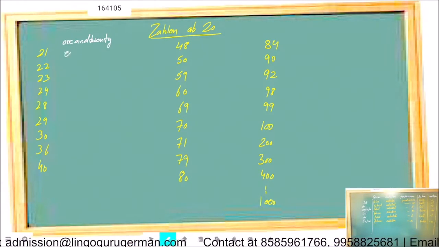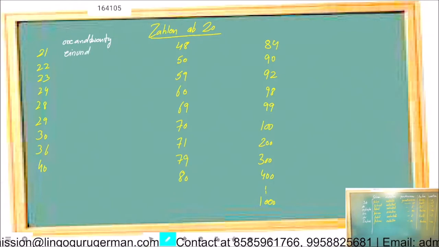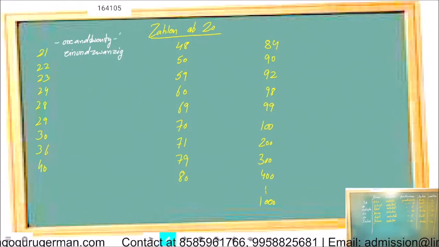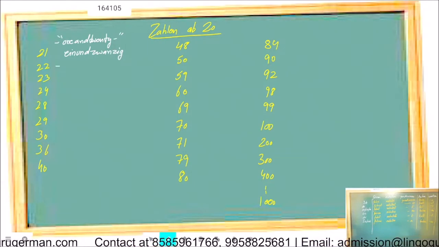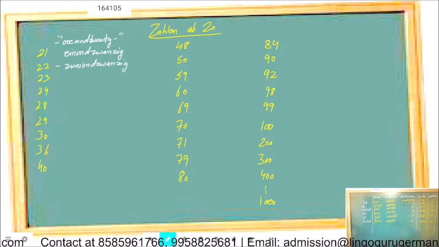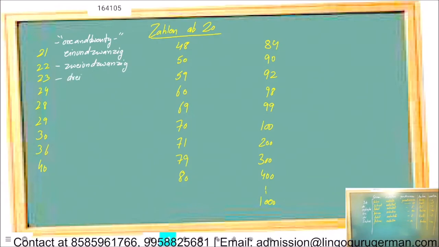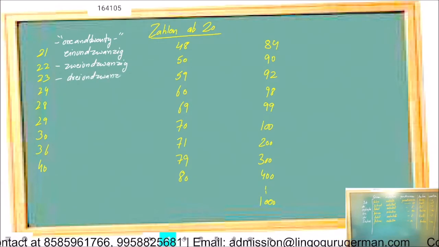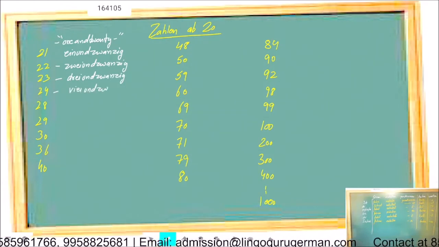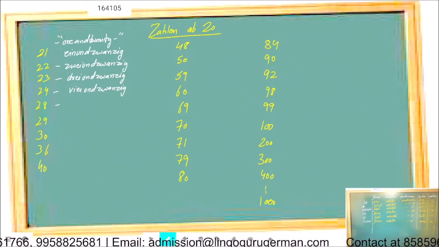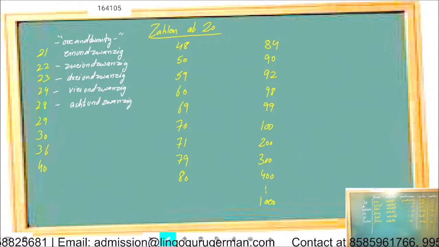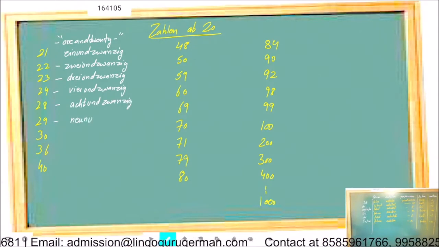So one is ein, and is und, 20. Follow this format. So this is 2 and 20, zwei und 20. 3 and 20, drei und 20. 4 and 20, vier und 20. 8 and 20, acht und 20. 9 and 20, neun und 20.